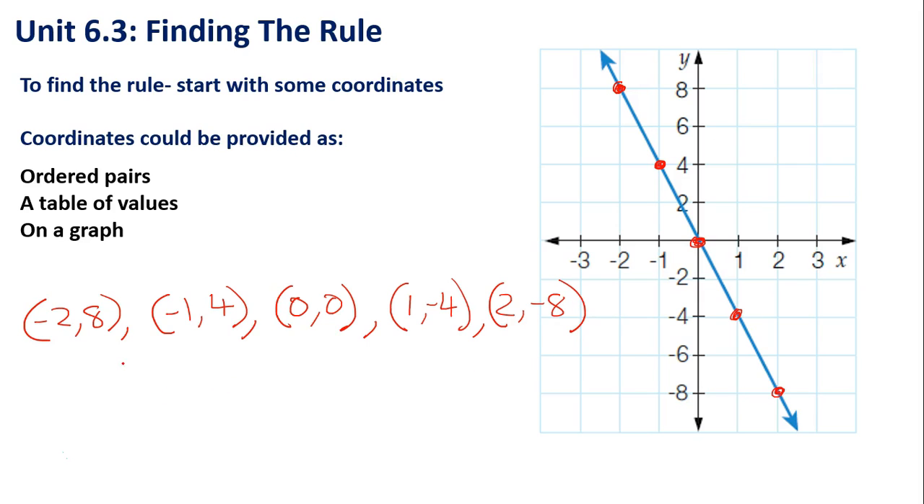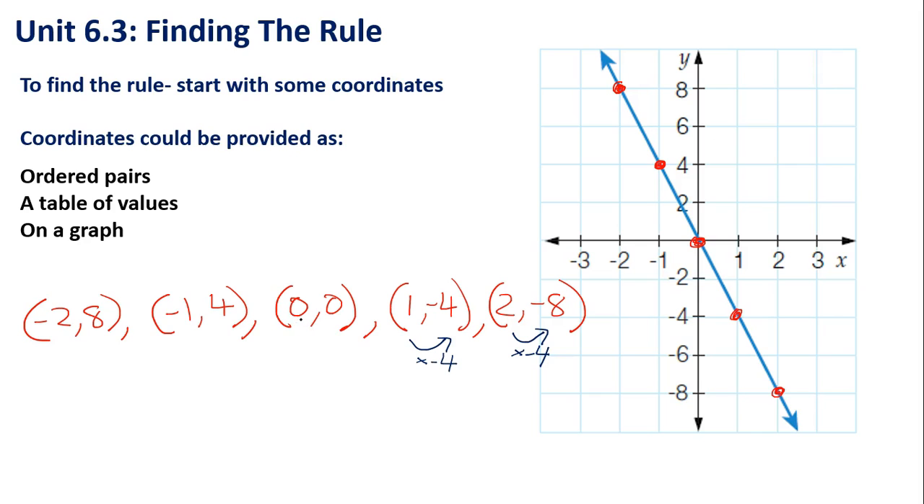Okay, so pause the video, see if you can work out what the connection is between our coordinates. So we can't add or subtract a common amount. See, 2 minus 10 would be -8, but then 1 minus 10 would be -9, not -4. So it's not adding or subtracting. So if we try multiplying or dividing, 2 we could multiply by -4 to go to -8.